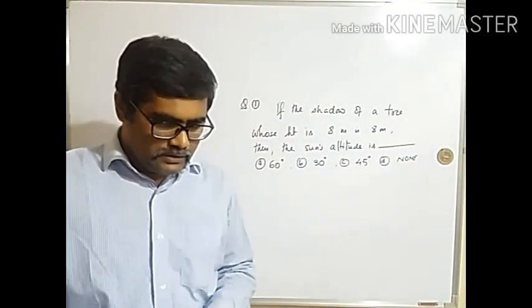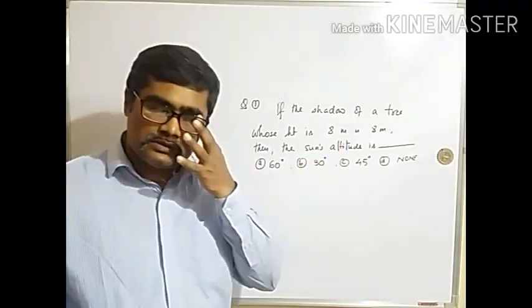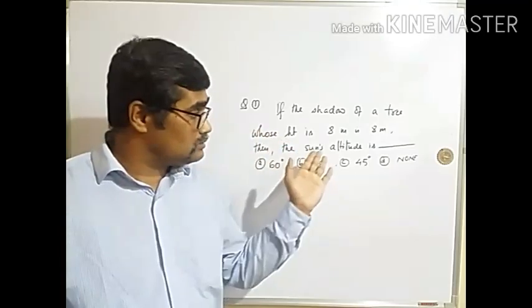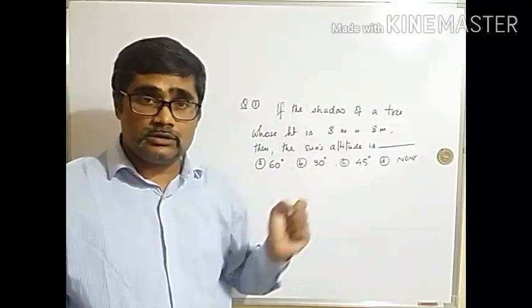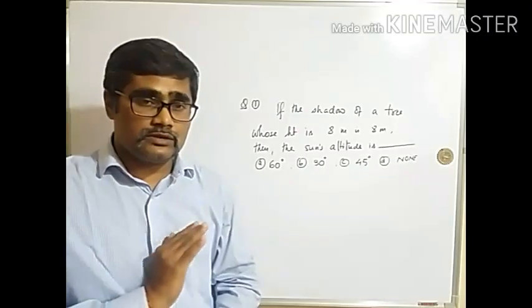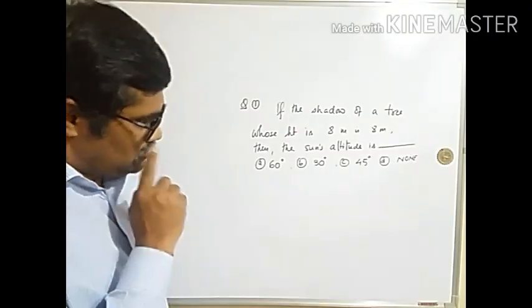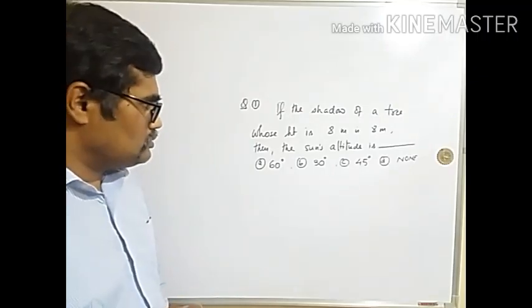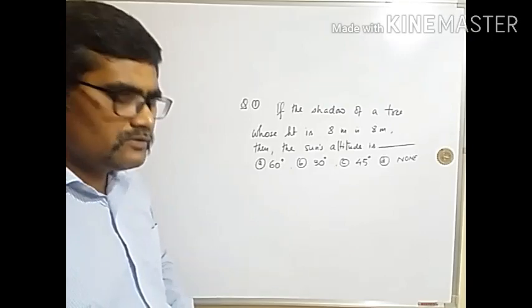Now you see, I have used the words sun's altitude. This is the main part of the whole problem. Otherwise, you will be able to do the problem. There is no problem absolutely. How to know what is sun's altitude and what they are asking to find.